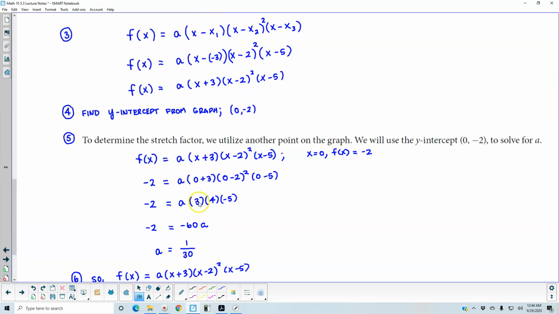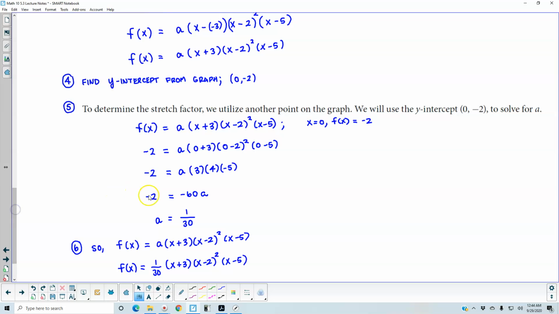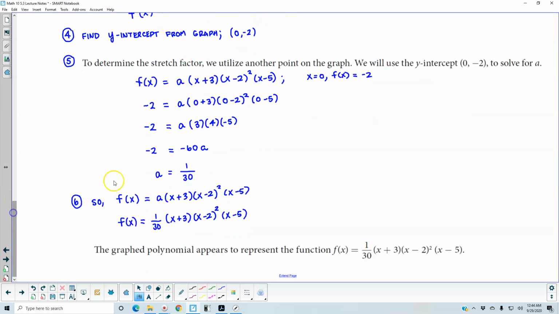Well, 0 plus 3 gives you 3. 0 minus 2 squared gives you +4. And 0 minus 5 gives you -5. So we have -2 on the left side, which is equal to 3 times 4 times -5, which is -60a. Divide both sides by -60. We then see that a is equal to, reduced, 1 over 30. So now we know what the stretch factor is for this function. So we're going to replace a with 1 over 30.